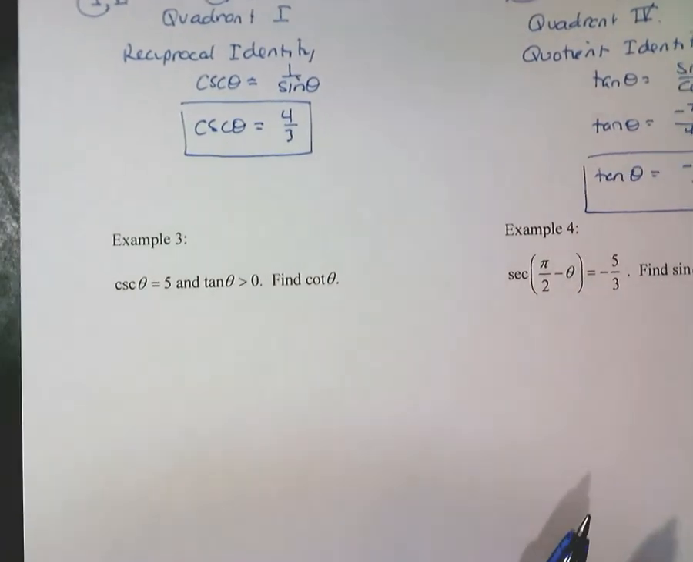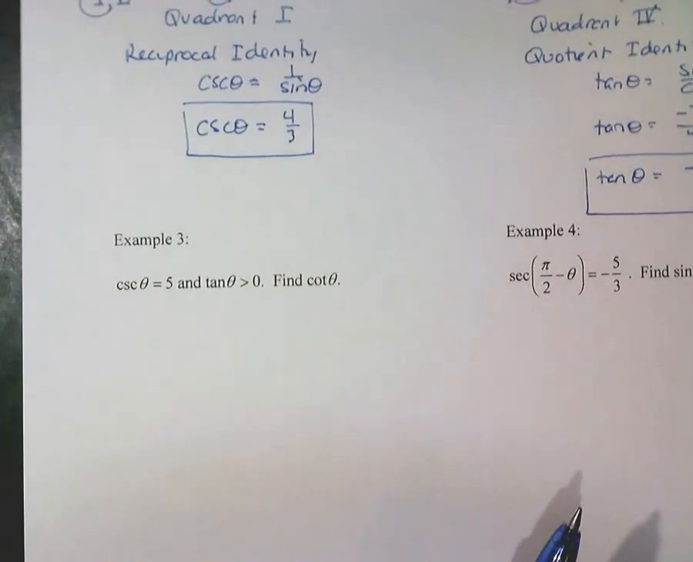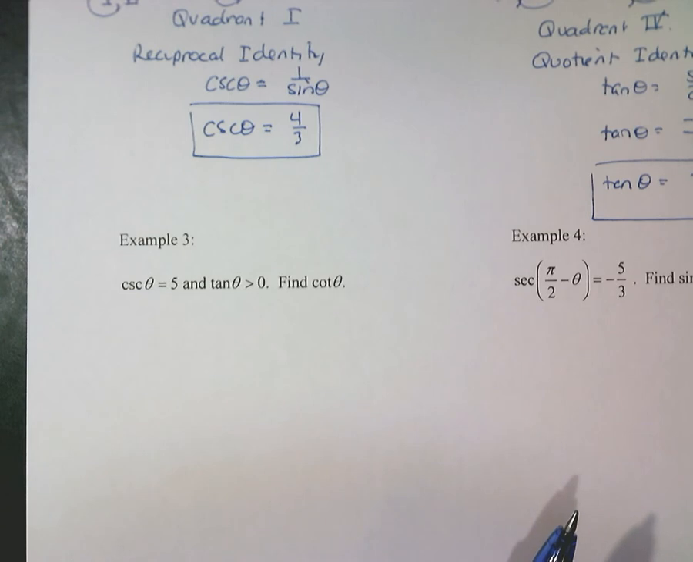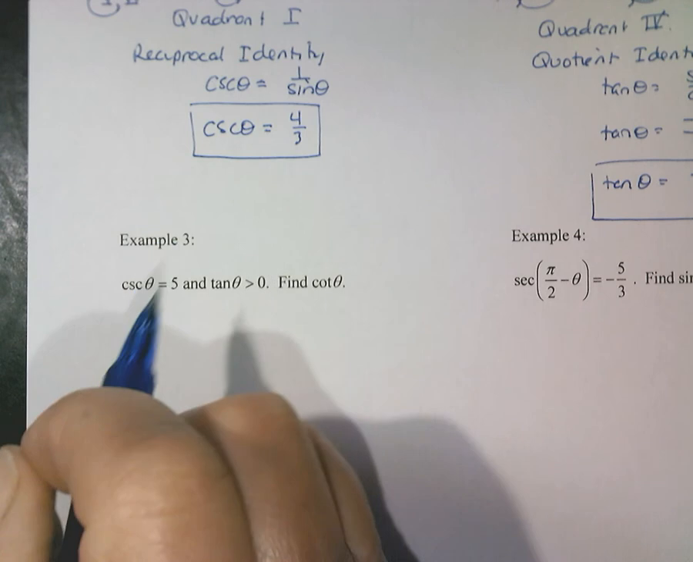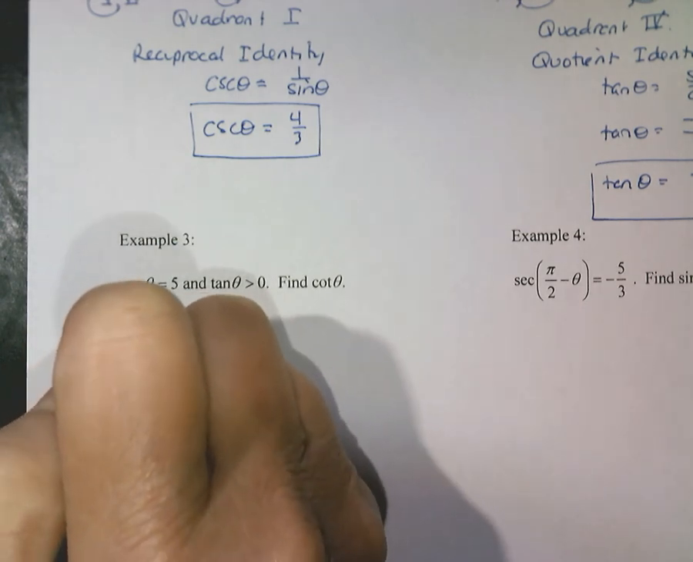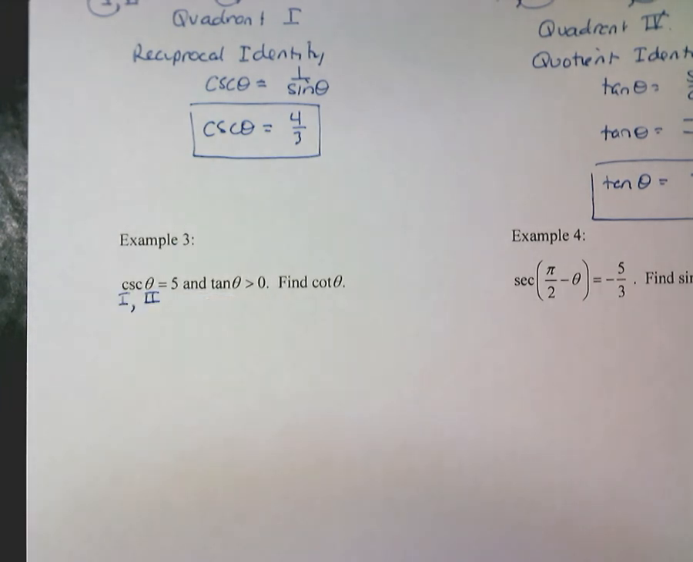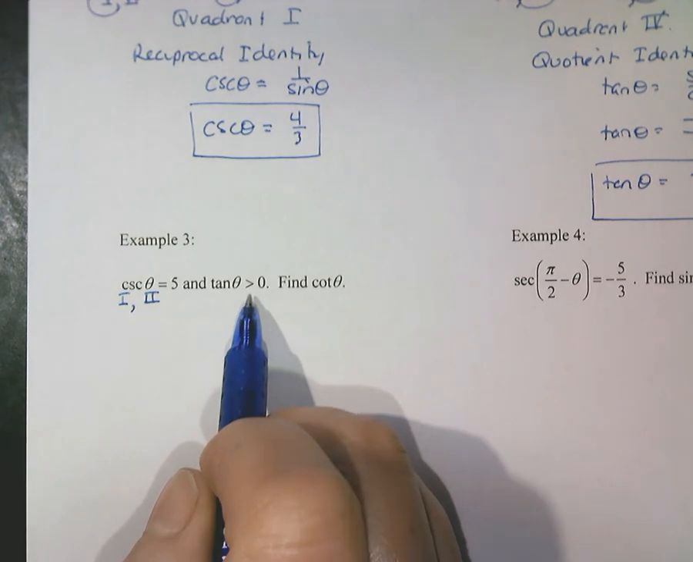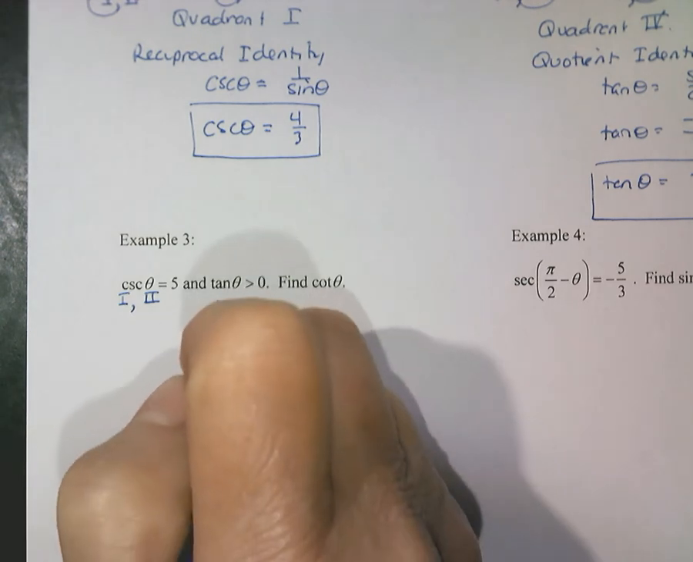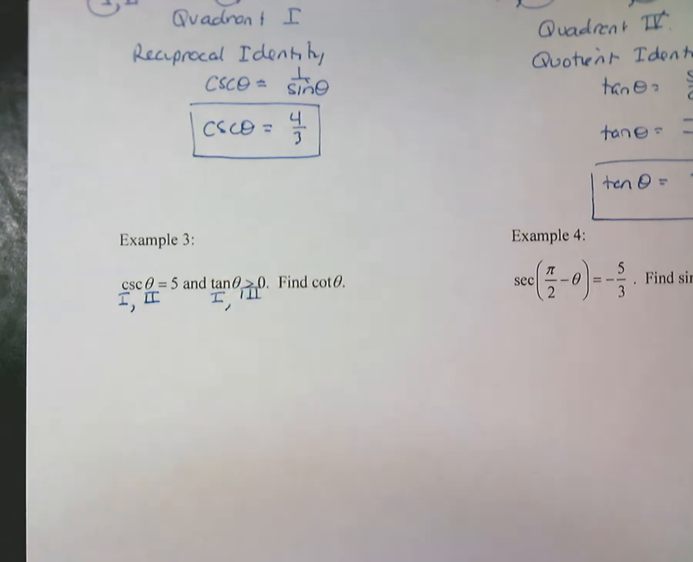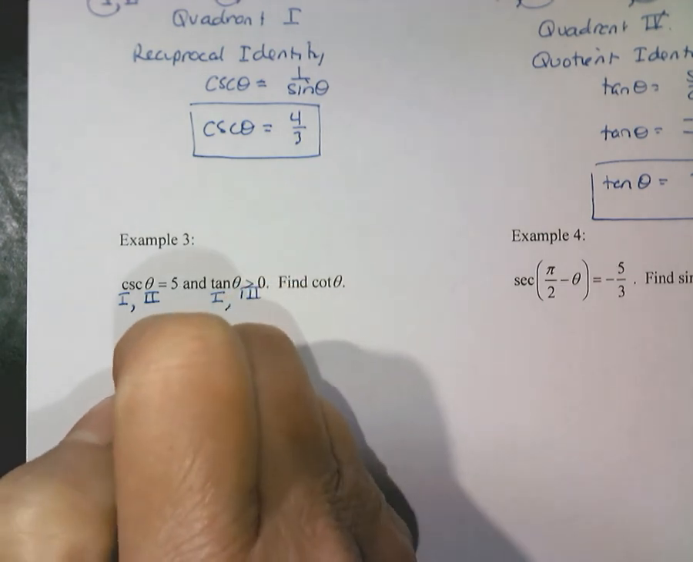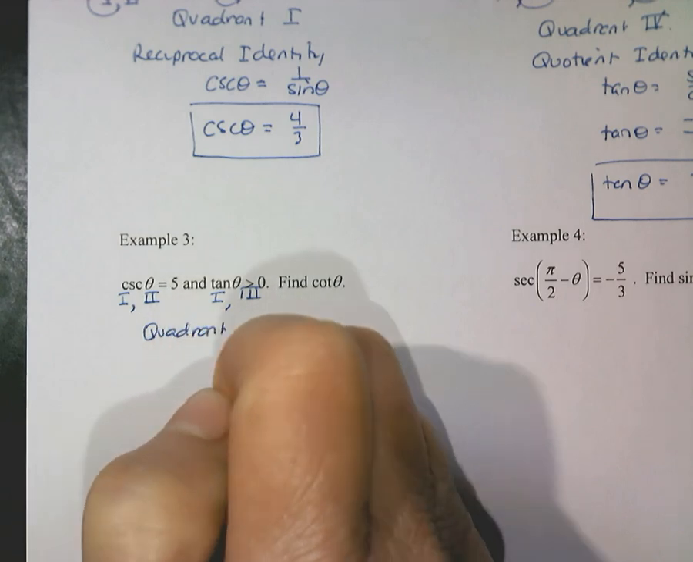My next example, I'm given cosecant theta equals 5. So if cosecant is a positive number, I'm talking quadrant 1 or quadrant 2. Tangent theta is greater than 0. So that means I'm talking quadrant 1 or quadrant 3. So I know that I've got to be in quadrant 1.